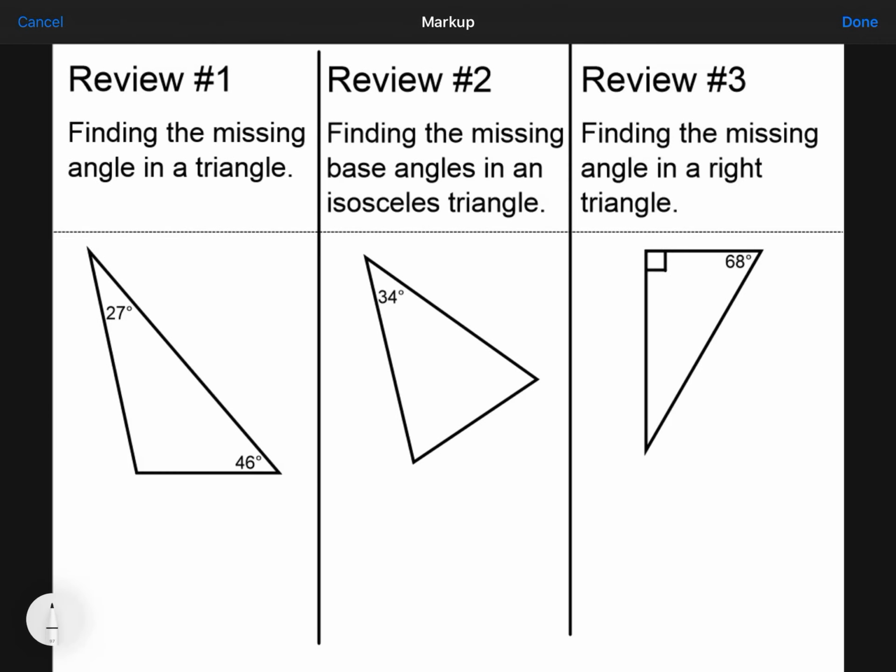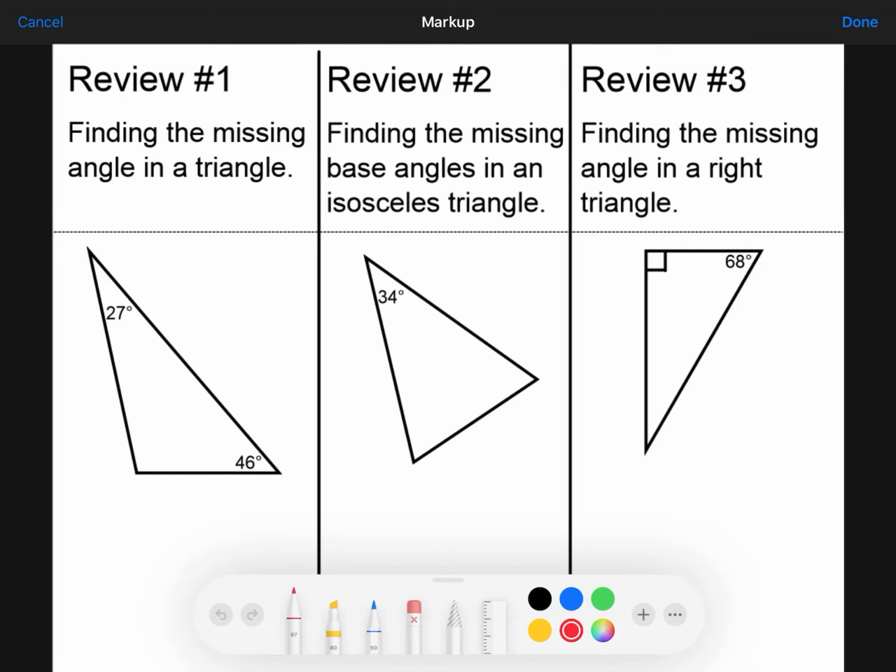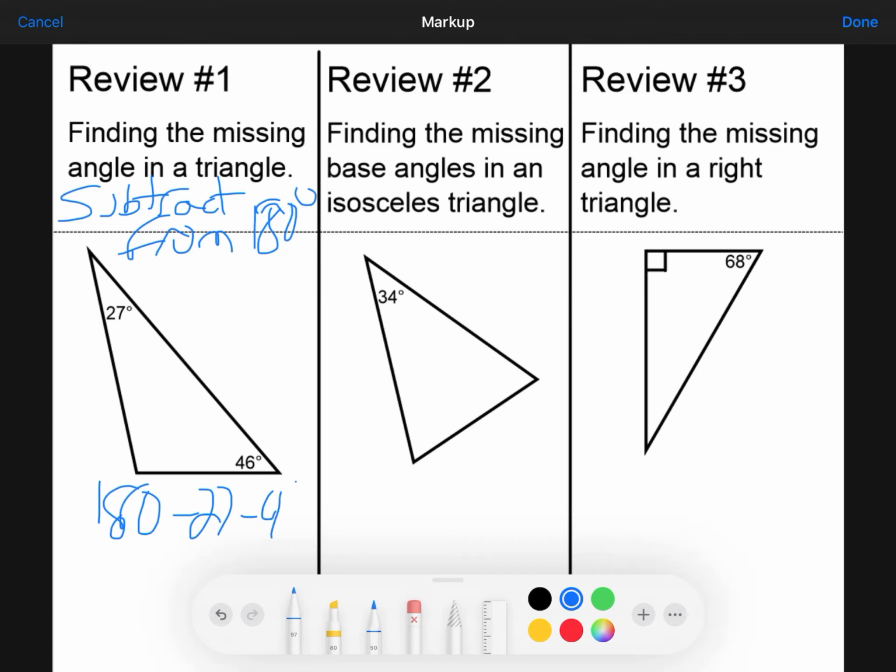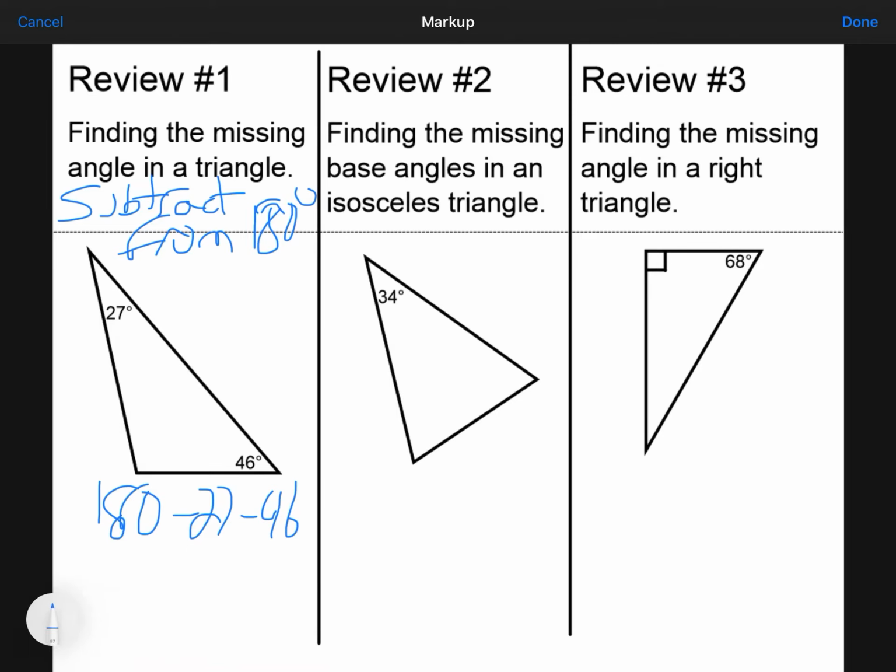So, first thing: how do you find the missing angle in a triangle? The answer is, to find the missing angle in a triangle, you always subtract from 180, because the angles in a triangle add up to 180 degrees, no matter what type of triangle it is. So take 180, subtract 27, subtract 46, and we get 107 degrees for that angle that looks obtuse.